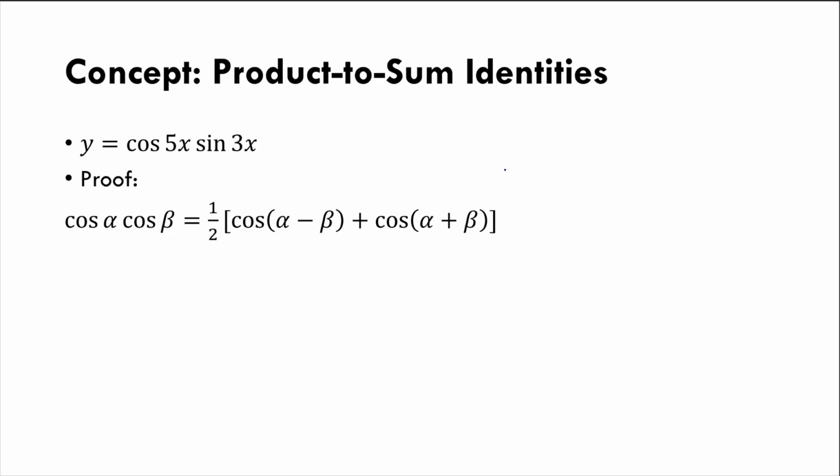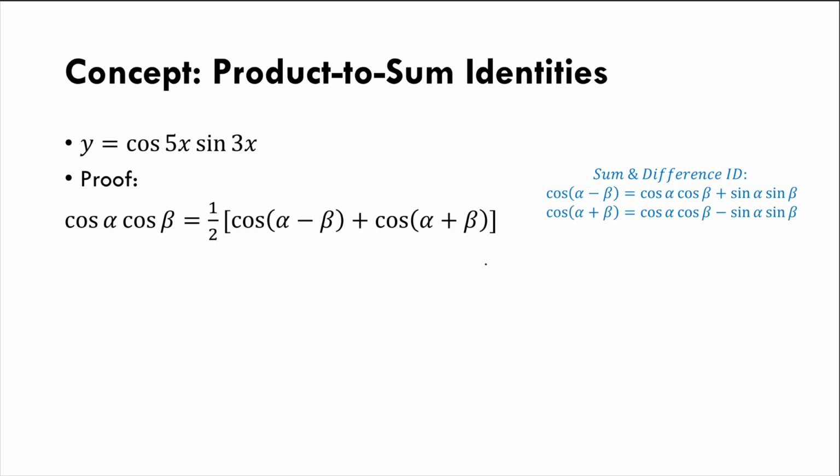We're going to rely on our knowledge of sum and difference identities, as we know that cosine of alpha minus beta is equal to cosine of alpha times cosine of beta plus sine alpha times sine beta. So we're just going to do some substitution over here. And remember, when we're trying to prove an equation like this, we want to work with the most complex side, so we're going to work with this right-hand side here. So I have 1/2.